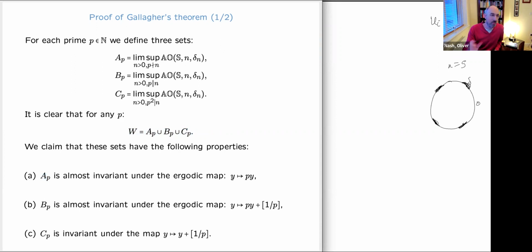But that's because of this API for the points of approximate order, that's invariant under an ergodic map. Y goes to P times Y. The second one, where P divides exactly once, that's invariant under another ergodic map. So Y goes to P times Y plus a constant. That happens to be the constant, but anyway, it doesn't matter what the constant is. And sorry, when I say invariant, up to sets of measure 0. And then the third one, actually, it is genuinely invariant. And yeah, you can just rotate this. Okay, so that's fine. Where does that get us?